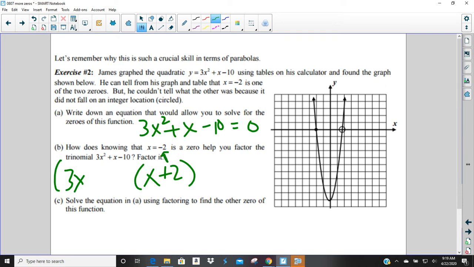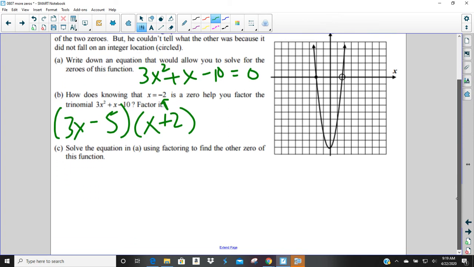So what am I left over with? Well, let's talk about this. If we're talking about FOIL, F-O-I-L, we just did the first. 3x times x is 3x squared. So let's do the L, the last. If we have a 2 and we want to get to negative 10, what do I have to multiply by 2? And the answer is negative 5. Now, I don't feel comfortable confirming this.